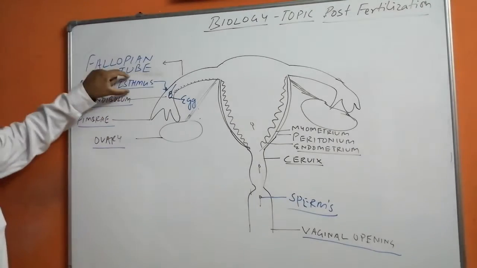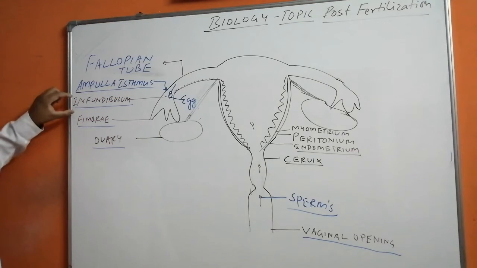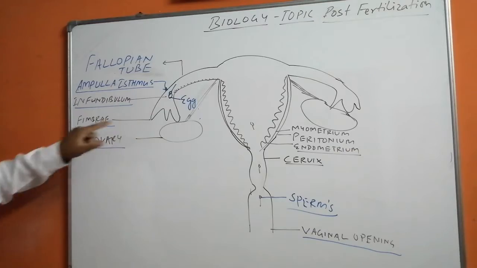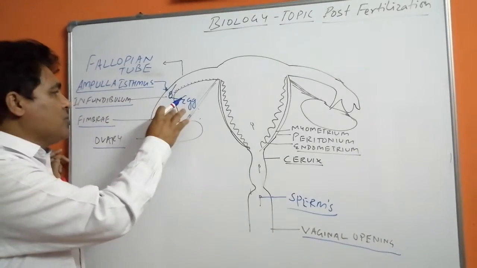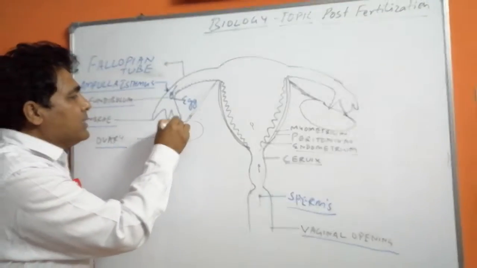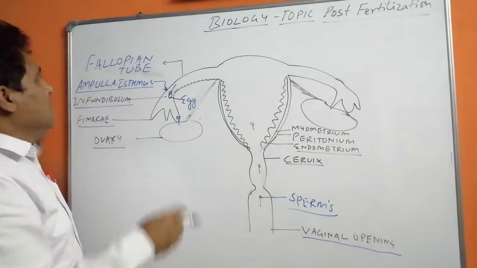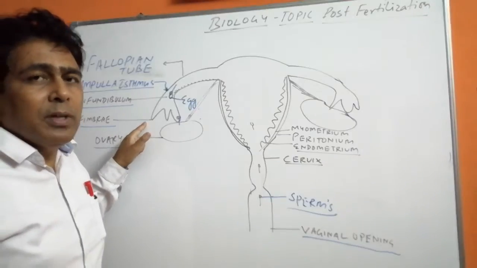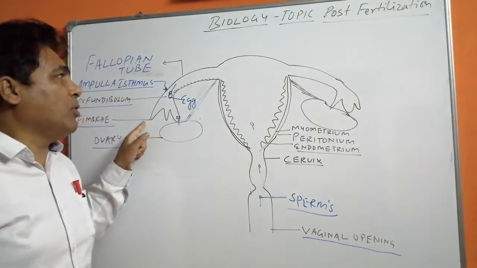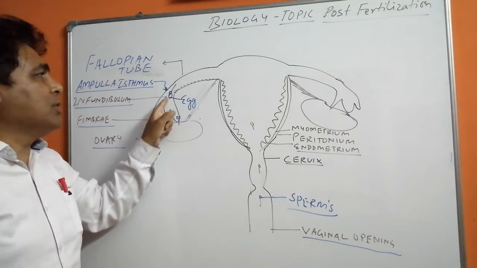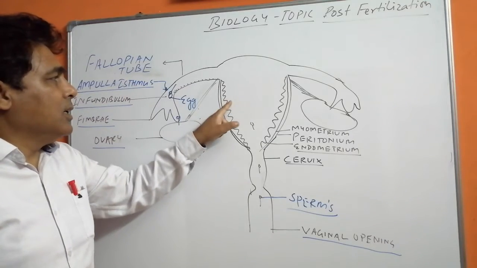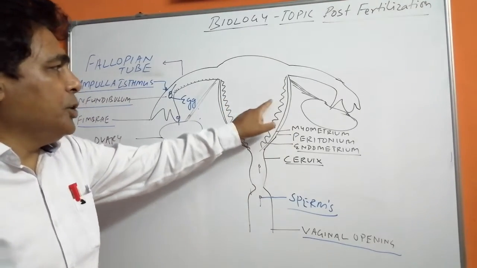at the ampulla isthmus junction. Next is the infundibulum, which is a funnel-shaped cavity. It leads into the fimbriae. The fimbriae receives the eggs. And this whole part is known as the fallopian tube. The fallopian tube is responsible for the passage of the ovum, when it has been fertilized, to the uterus.